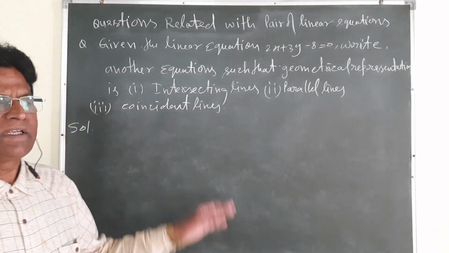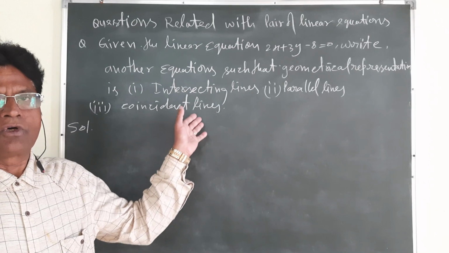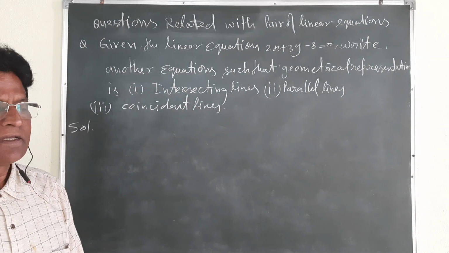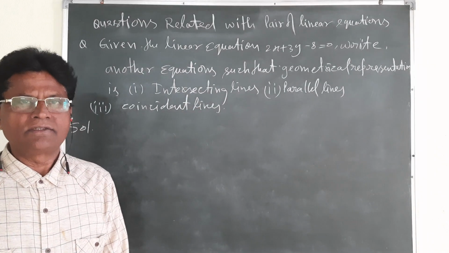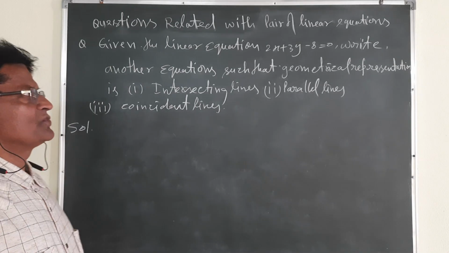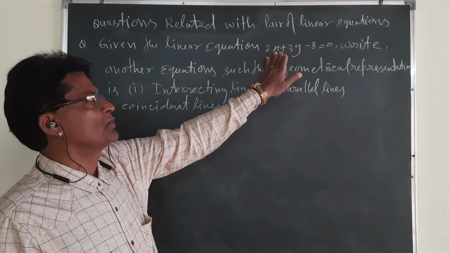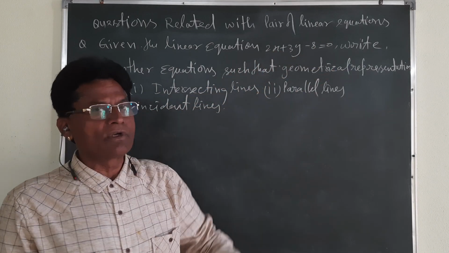But before that, let me take the question which is generally asked in the examination for 1 mark or 2 marks, because nowadays general knowledge type questions come in the examination. That is why you see I have given the question. Given the linear equation 2x plus 3y minus 8 is equal to 0.